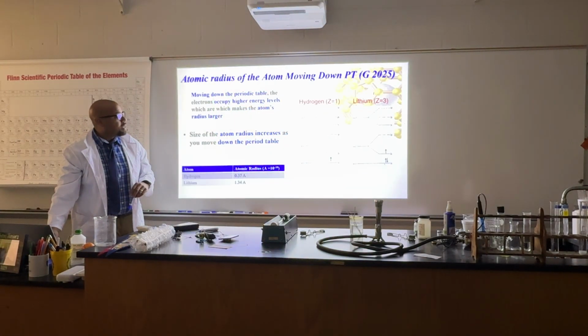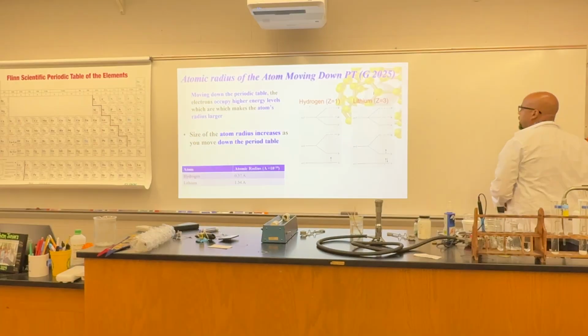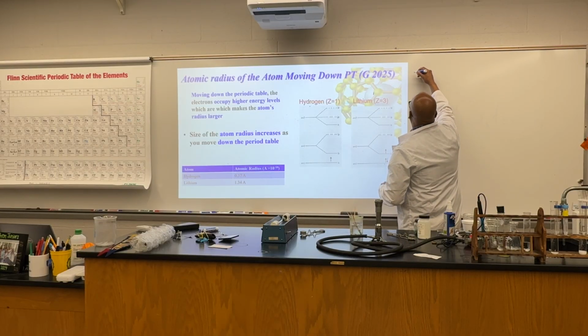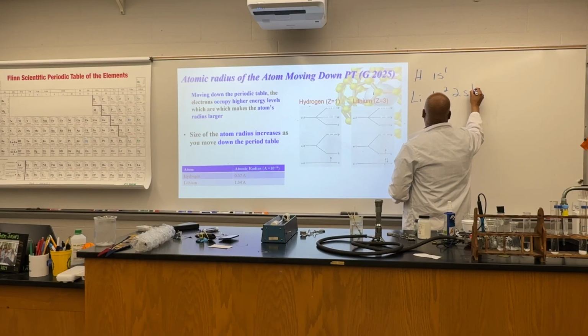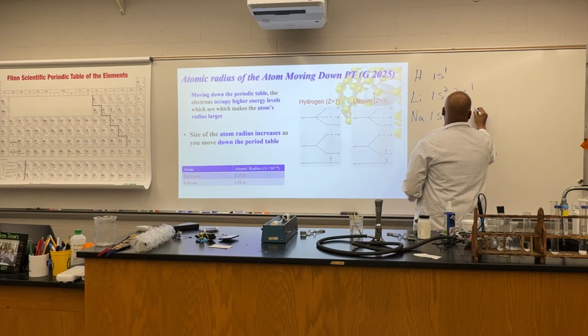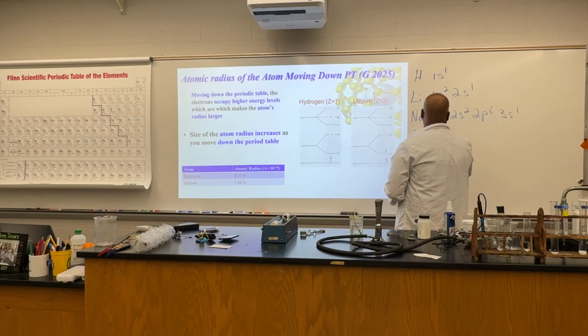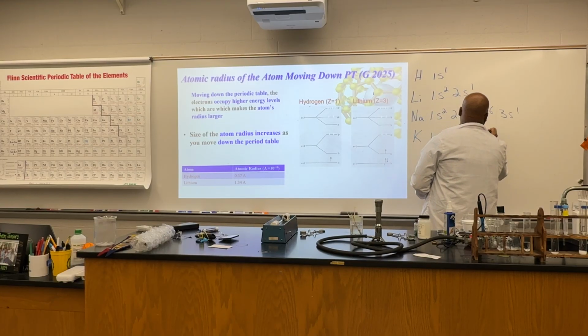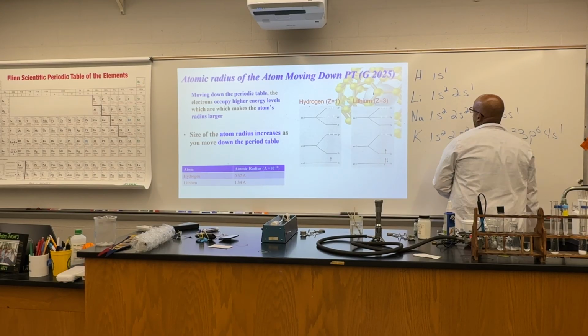Next thing we have to look at is what about going down the periodic table? If we look at just going down a family, the family we'll use is the 1A family. Hydrogen has an electron configuration of 1s1. Lithium has 1s2, 2s1. Sodium has 1s2, 2s2, 2p6, 3s1. Potassium has 1s2, 2s2, 2p6, 3s2, 3p6, 4s1.